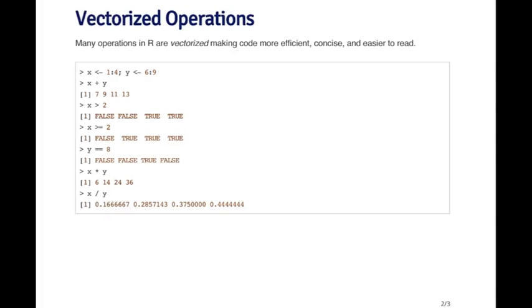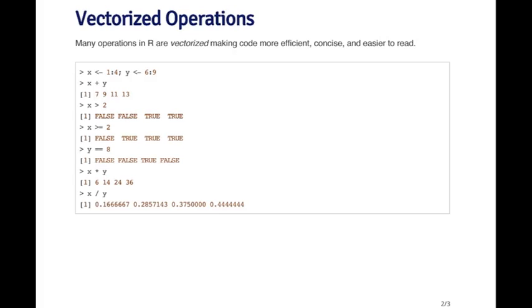So the idea with vectorized operations is that things can happen in parallel when you, for example, want to do a computation. For example, suppose I've got two vectors here, x and y. X is the sequence 1 through 4, and y is the sequence 6 through 9. And I want to add the two vectors together. Now, when I say I want to add them, what I mean is I want to add the first element of x to the first element of y, the second element of x to the second element of y, etc., the third element to the third element. So I want to do things in parallel like that.